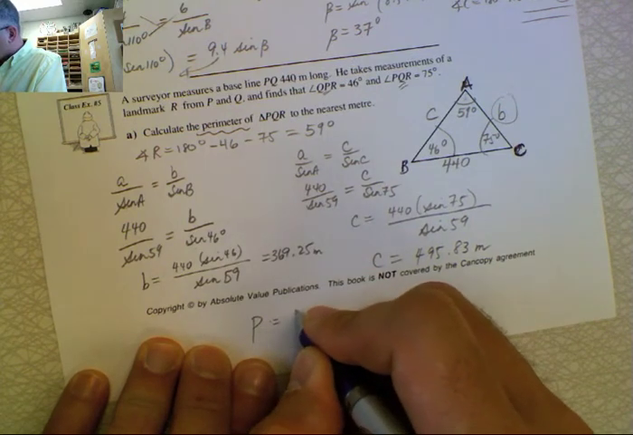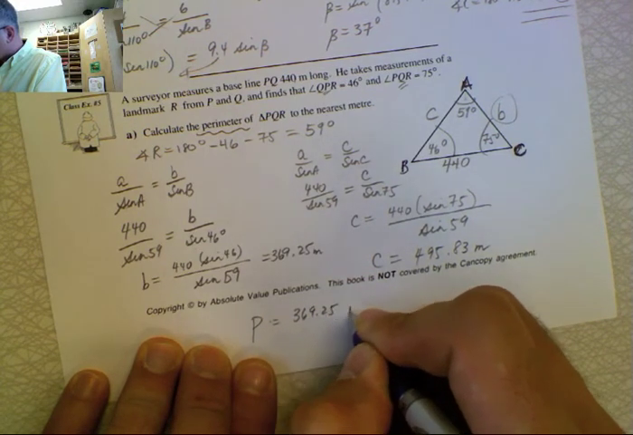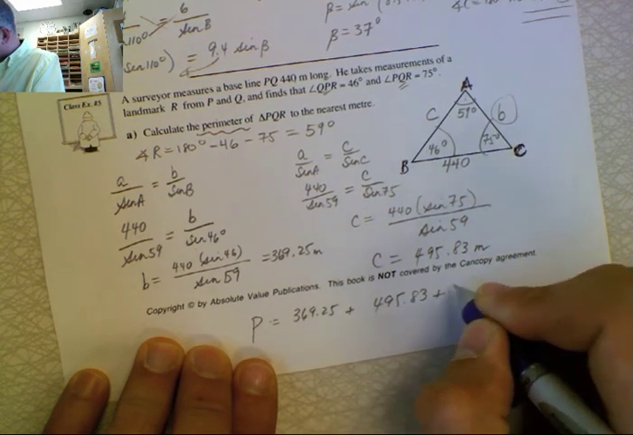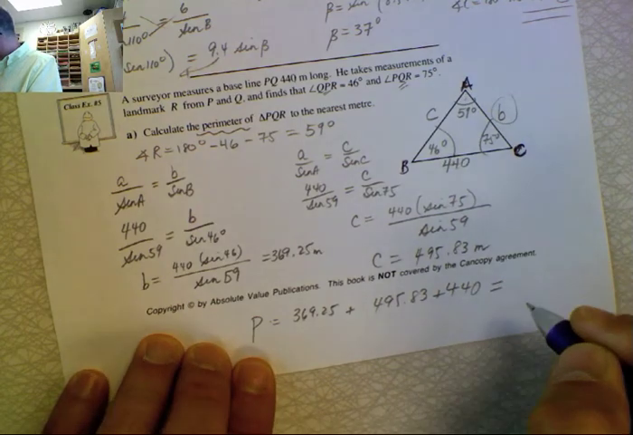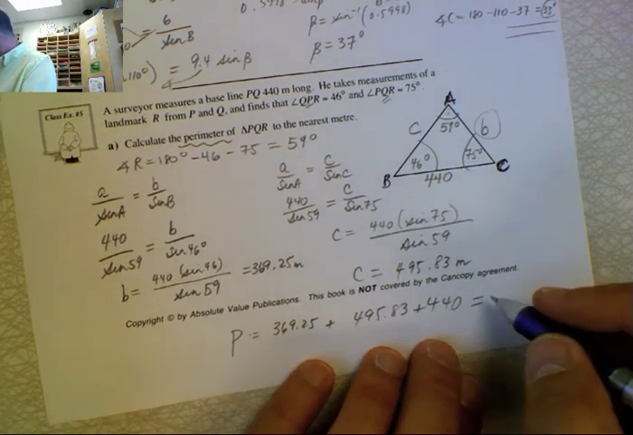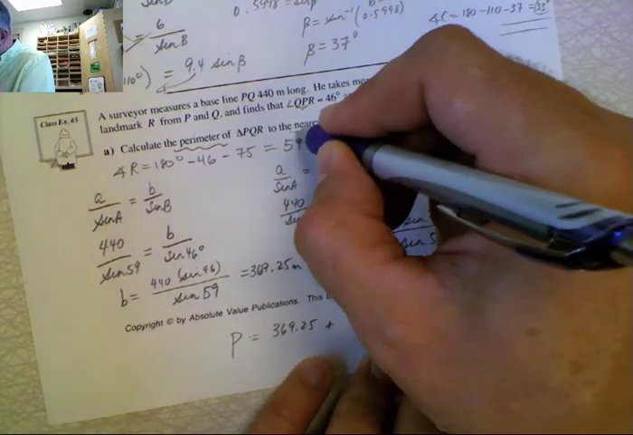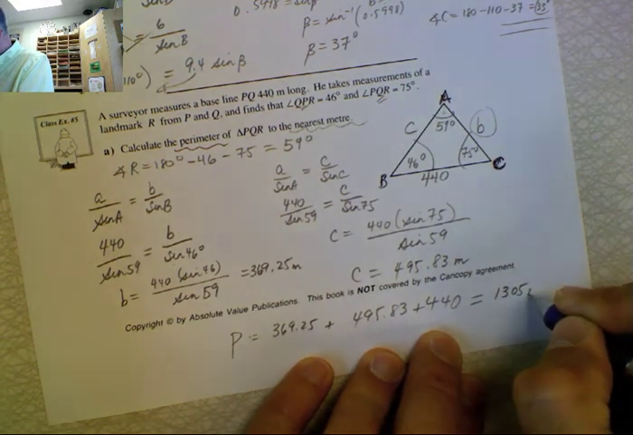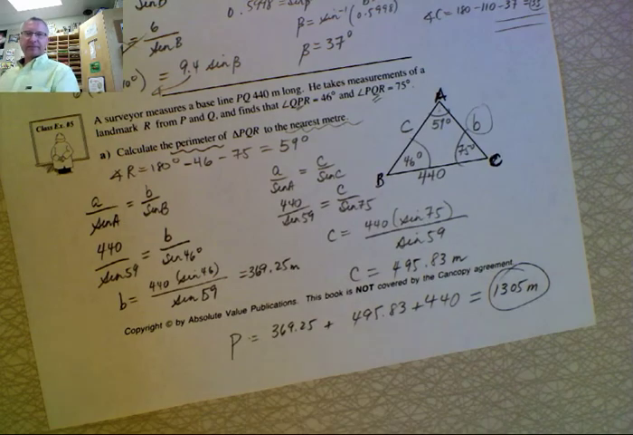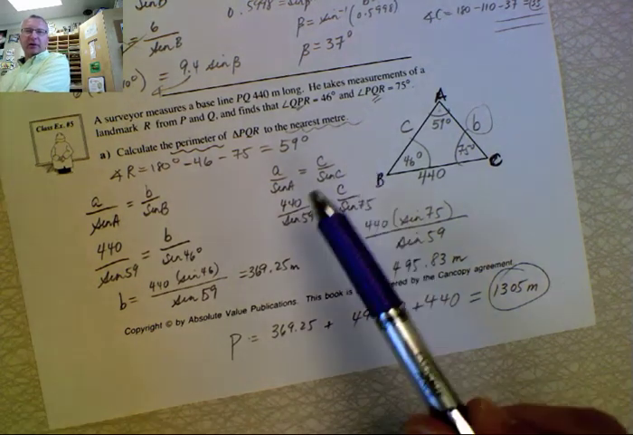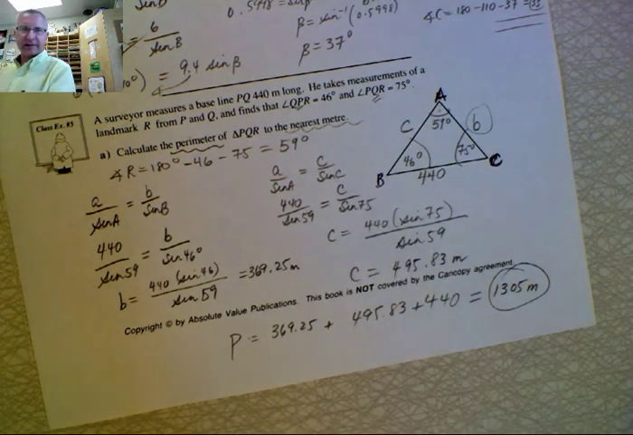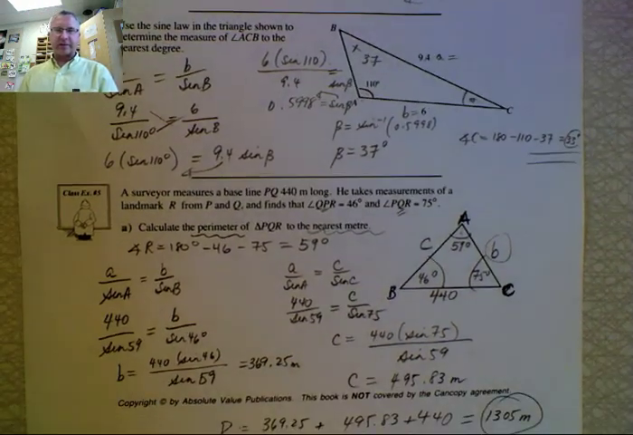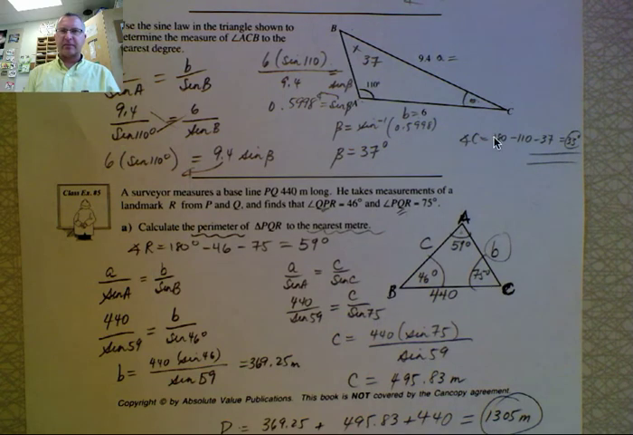So we have to take 369.25 plus 495.83 plus 440, and what ends up happening is we end up getting to the nearest meter, is what it asks us, is 1,305 meters. So that's not really too bad. We had to do a couple side calculations and then add it together, but that was fairly straightforward. Sine law isn't that difficult, so hopefully you find the assignment fairly easy.